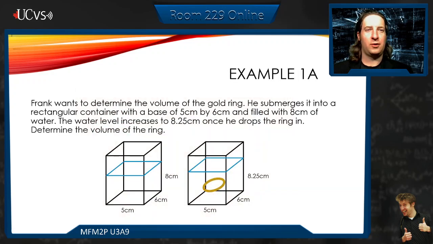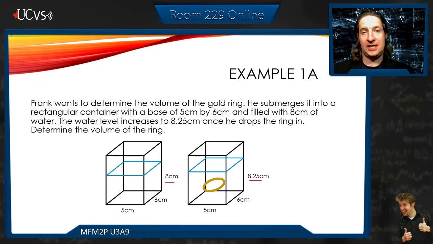That's all I'm going to do. I'm going to do 4 problems basically, and that's what our assignment looks like as well. Let's say you've got Frank. He wants to determine the volume of a gold ring, and he's going to do this with what we call displacement. He has a container of water here that is 5 by 6 from the base, and he's got 8 centimeters of water. He puts the ring into the water, and the depth of the water has increased by 0.25 centimeters. So it's gone from 8 centimeters to 8.25 centimeters once he puts the ring in. What is the volume of the ring?